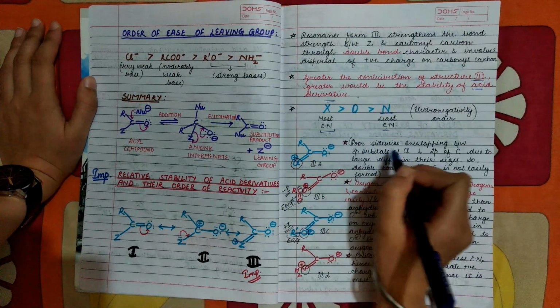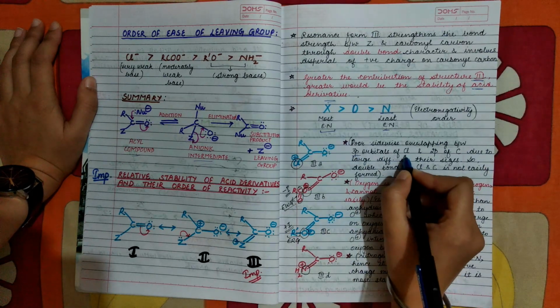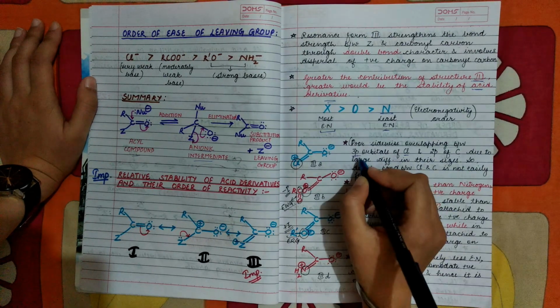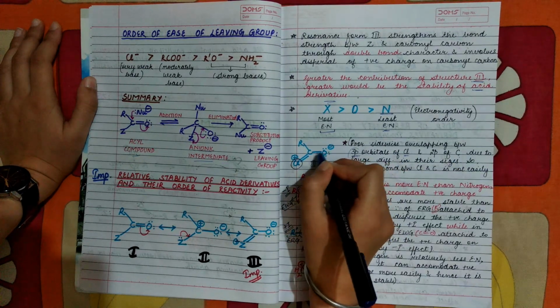Now, there is poor sidewise overlapping between 3p orbitals and 2p orbitals, the 3p orbitals of chlorine and the 2p orbitals of this carbon.